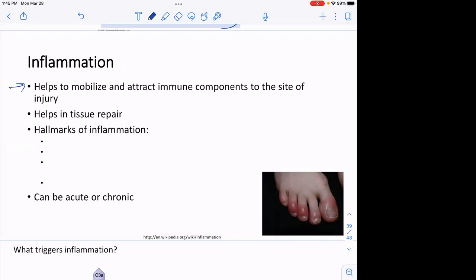And what are those? There's typically, sometimes we say there's five, there's typically four things that we look for as evidence that the body is having an inflammatory reaction. So you recognize these: redness, localized heat, pain, as well as edema, okay, also known as swelling.